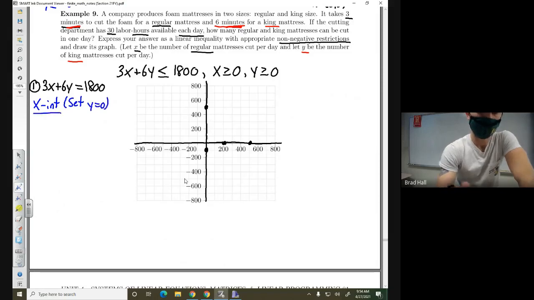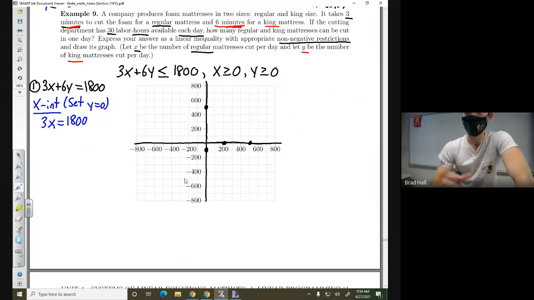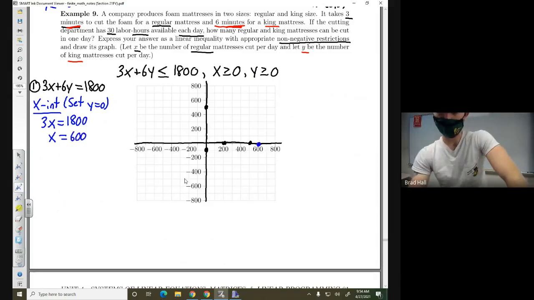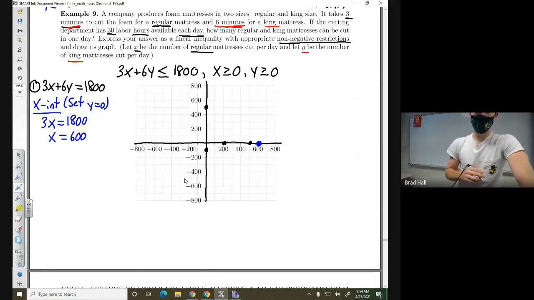We'll start off with the x-intercept. So this is 3x is equal to 1800, because setting y equal to 0 makes that whole term go away. And so x is 600. And that gives us a point right here. I'll put this one in blue. X is 600.